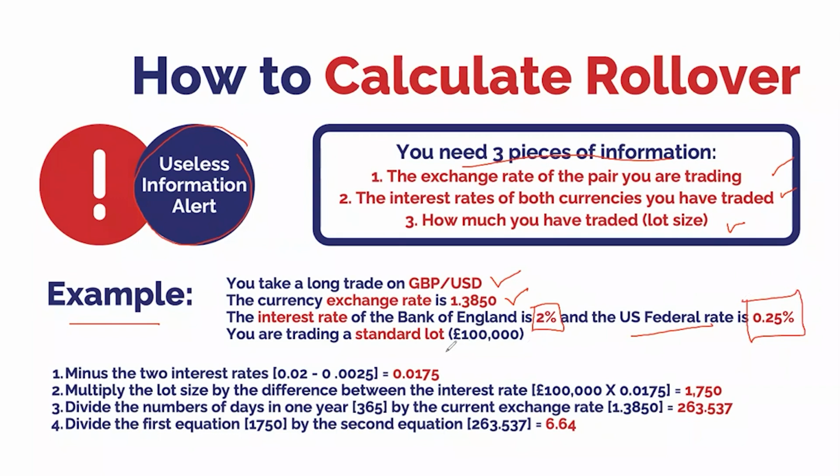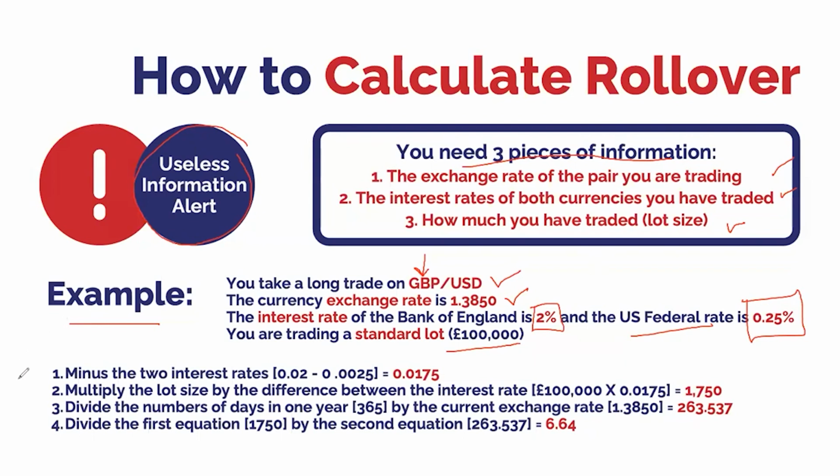We are going to take a standard lot, which is 100,000 units of base currency, which in this particular example is going to be our GBP. So we are going to be trading £100,000 worth of base currency. So how do we do this together?